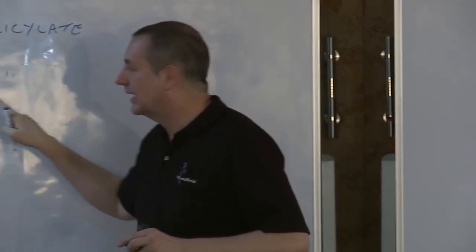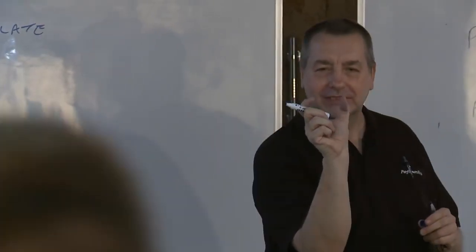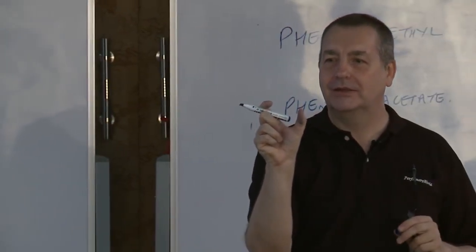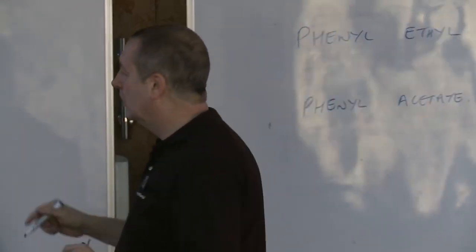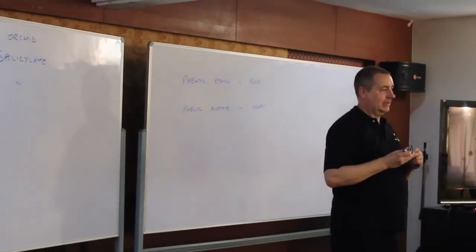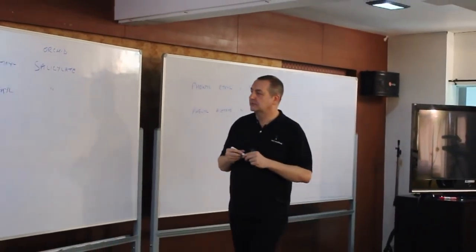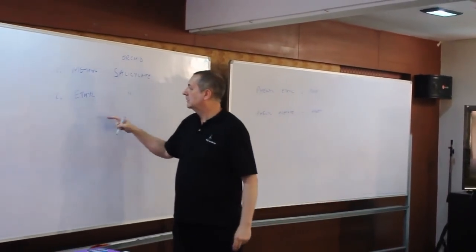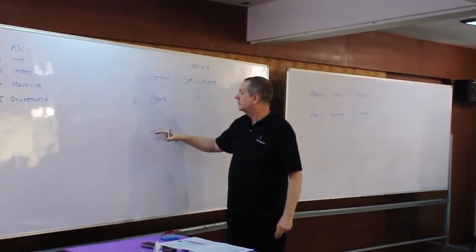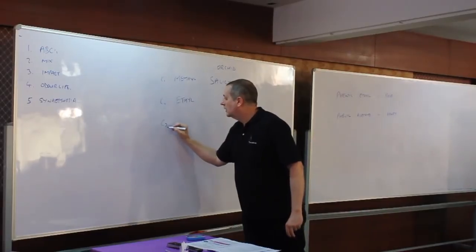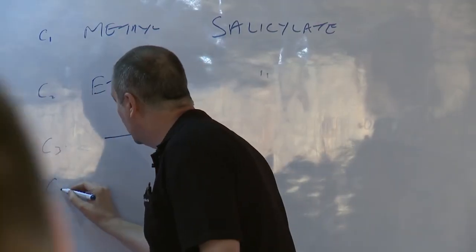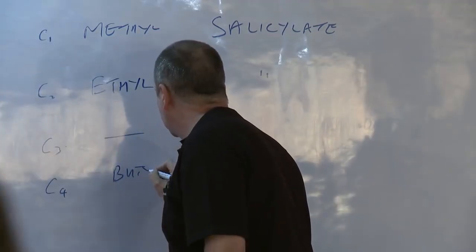So ethyl salicylate. That body is now a little bit bigger. Ethyl alcohol compared to methyl alcohol is sweeter. So what we have is counterpain, but a little bit sweeter. Ethyl, butyl. We never see the third one, but fourth one is butyl salicylate.